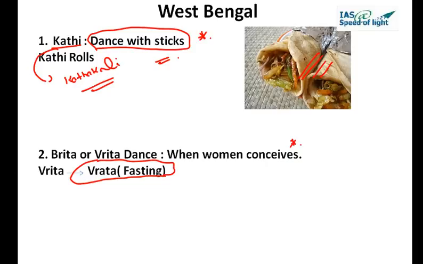So Vrita becomes fasting. So Mamata Banerjee fasted a lot to conceive a kid. We all know she is not married, but still, there is nothing wrong in imagining and remembering certain things. So Mamata Banerjee or West Bengal, we are linking it with Vrita or Vrat of fasting, which is a dance.